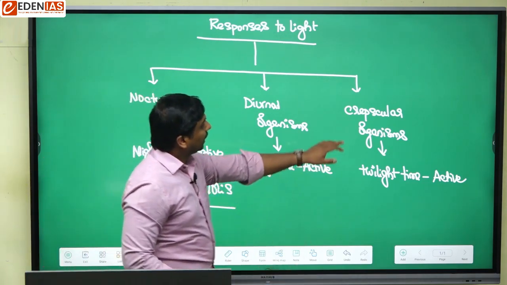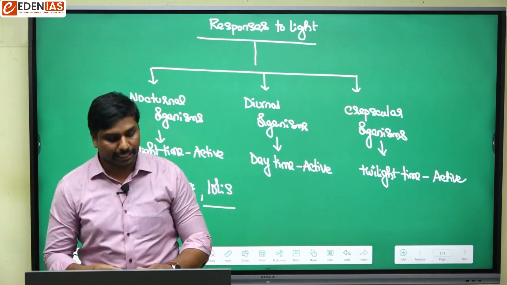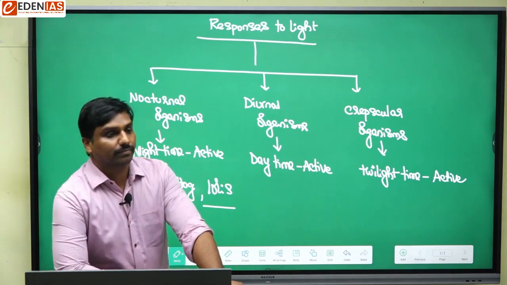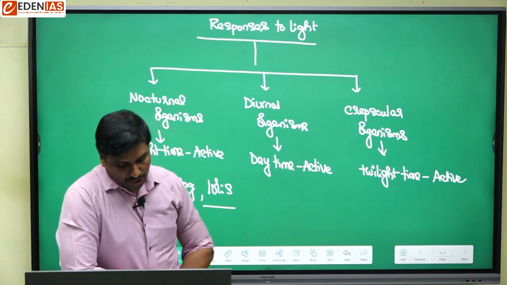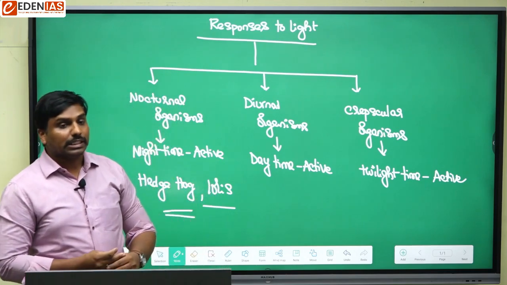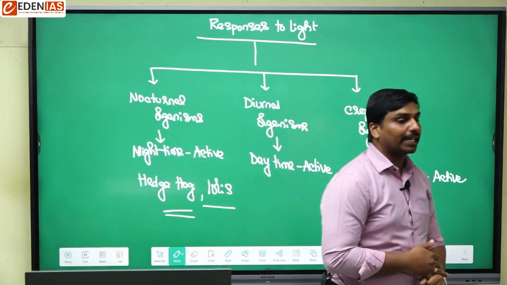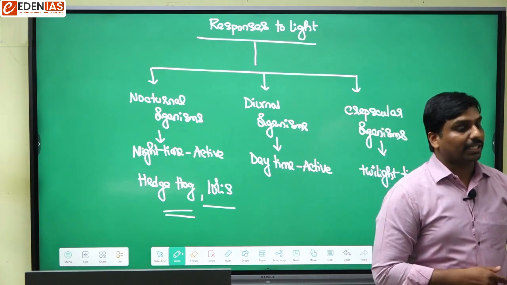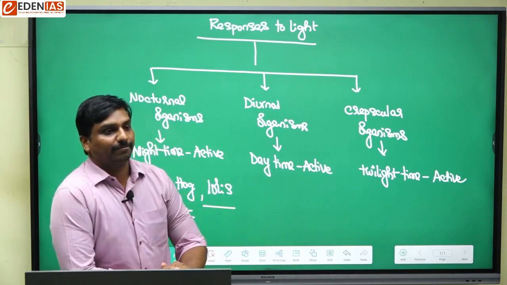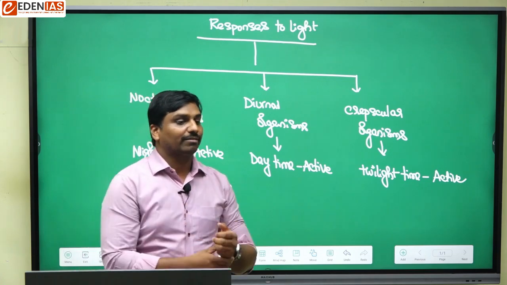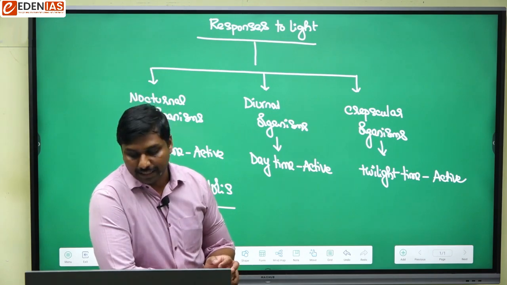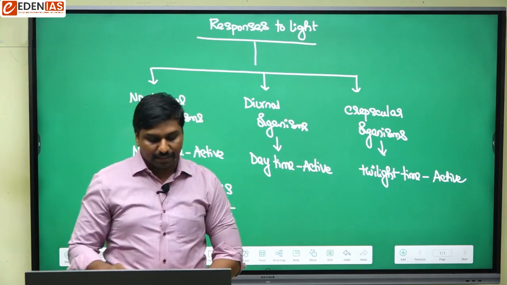Then the next one you mentioned is crepuscular organisms or crepuscular animals. Crepuscular. Okay, crepuscular animals. Under that you mention those animals that are active during the twilight period. Okay, in brackets you mention during sunrise and sunset.